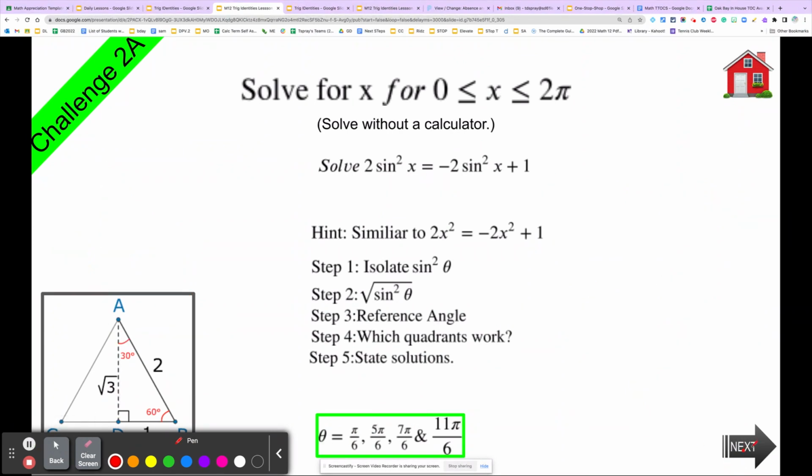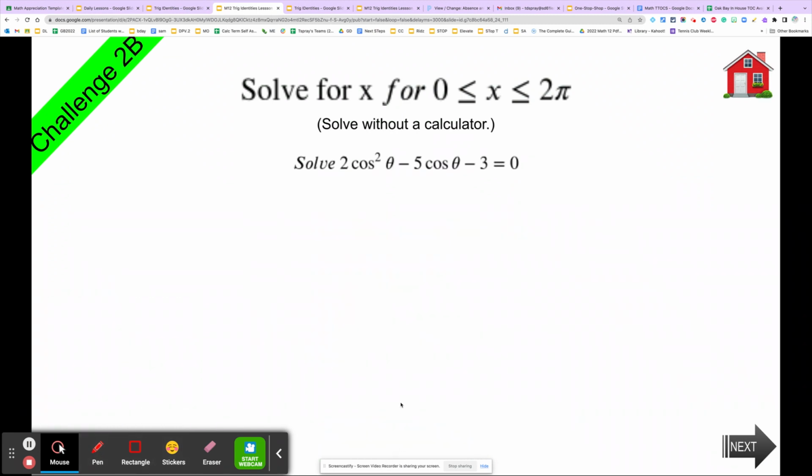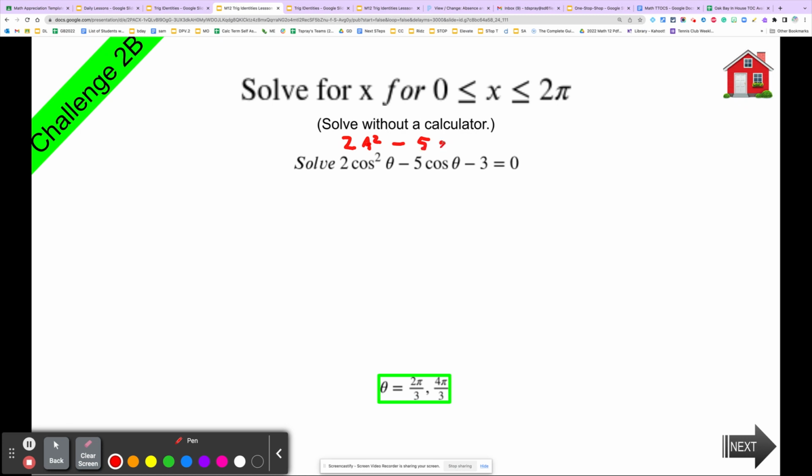Okay, let's try the next challenge. Okay, so in this next challenge, we need to be able to factor this. And there's a lot of ways of factoring it. What some people will do is they'll see it like 2a squared minus 5a minus 3 equals 0.